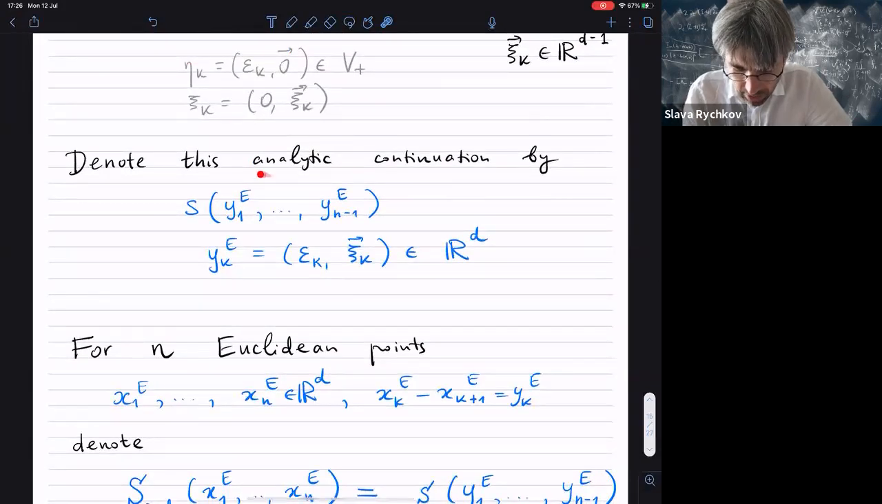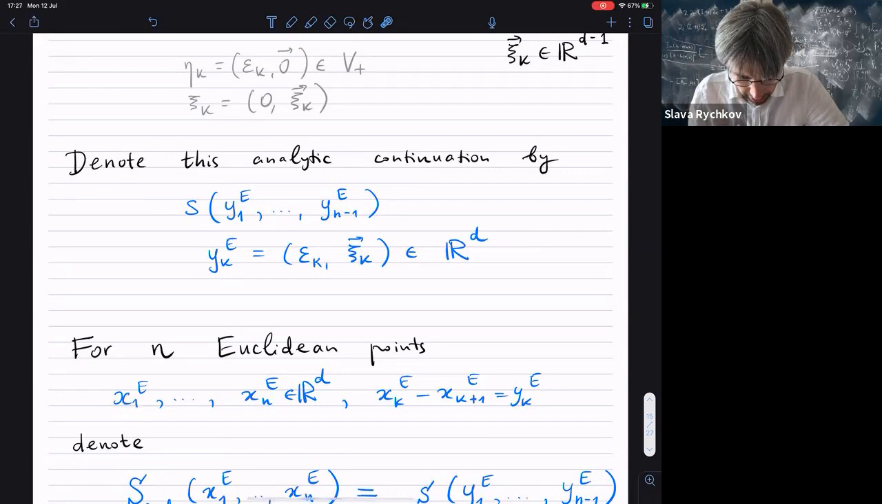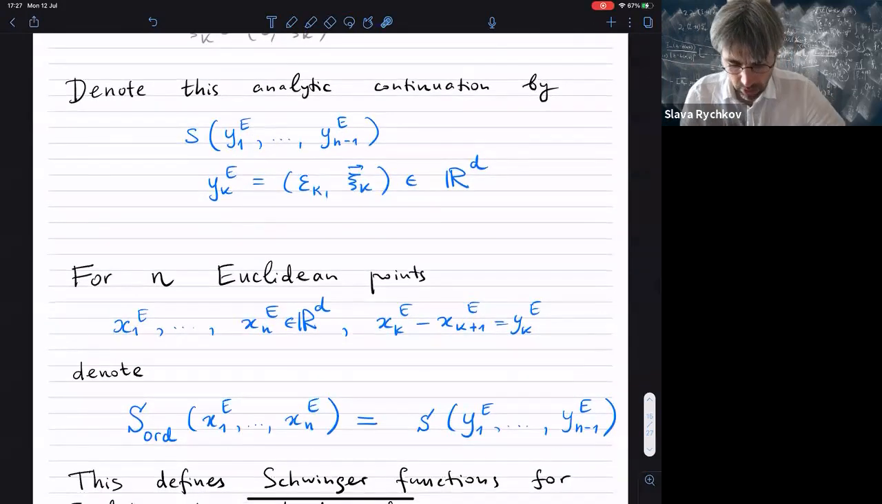And so this defines the Euclidean correlation function, the Schwinger function of n minus one coordinates, but these are coordinate differences, right? So what I have to do now is take n Euclidean points, x1 Euclidean through xn Euclidean, which have yk's as the coordinate differences, like this.